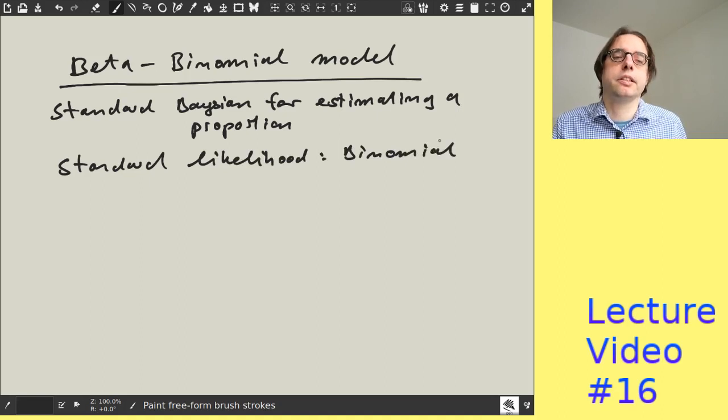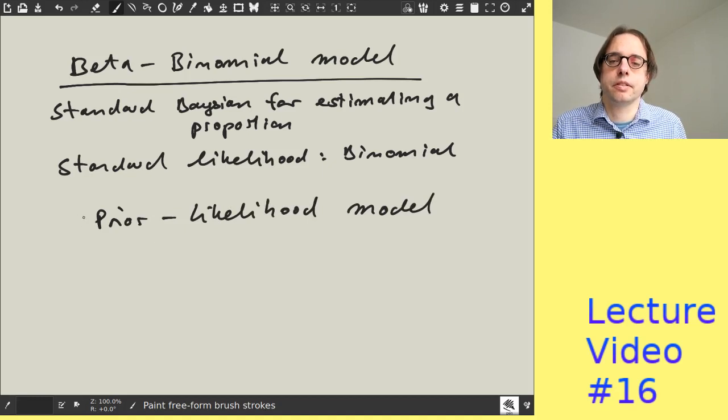Whenever you see a model name in Bayesian statistics, if it has a composed name like beta binomial, then it's prior followed by likelihood. So beta binomial means beta prior and binomial likelihood.